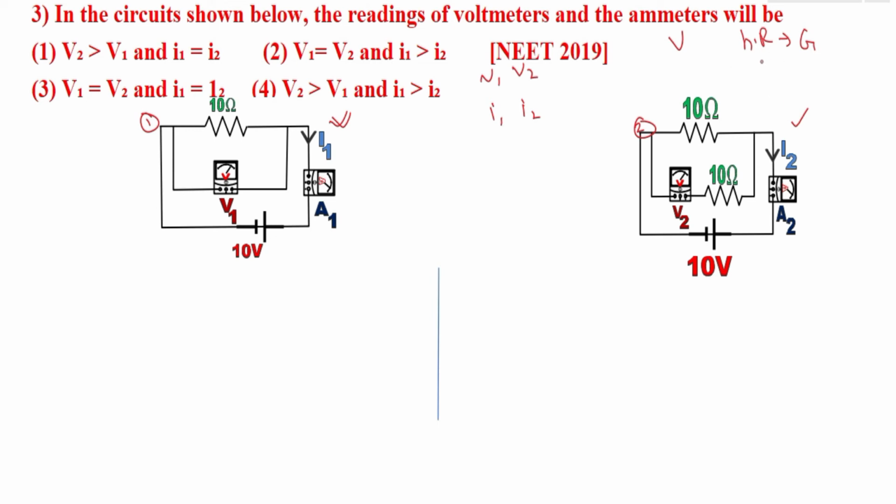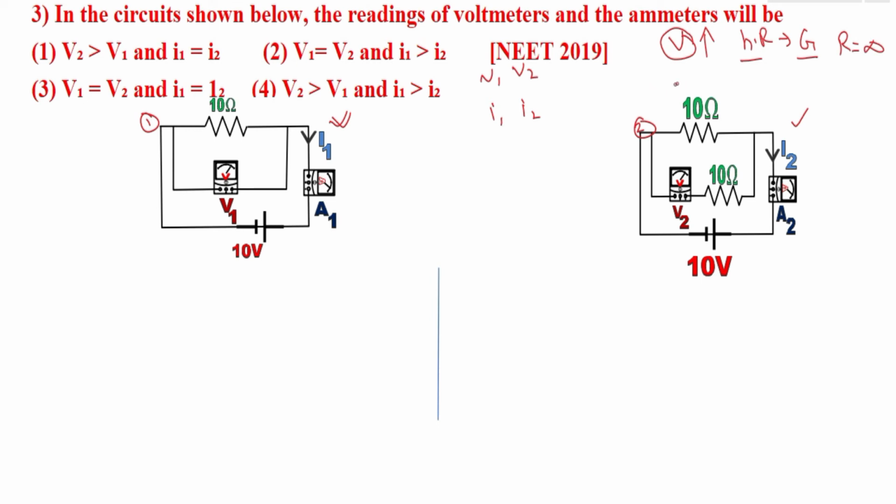Okay, so since we connect high resistance in series with galvanometer, what will happen? The value of resistance of voltmeter will be very high. That means in ideal case, I can take the value of resistance of voltmeter as infinity. Okay, that is first point.